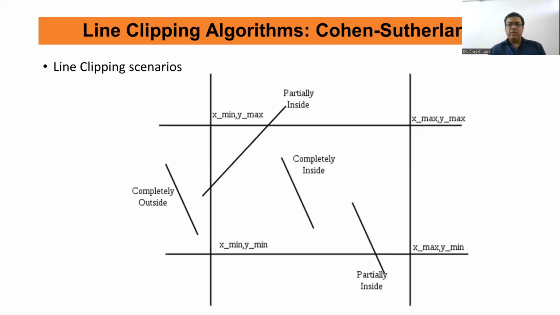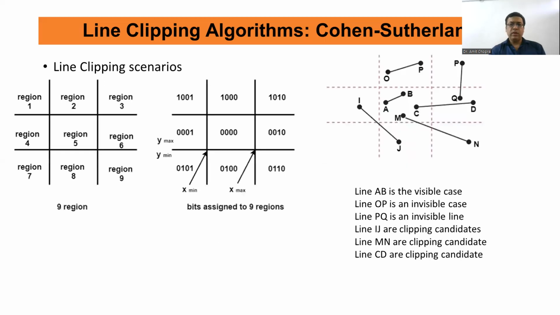And in case of the line clipping algorithm, we are going to discuss Cohen-Sutherland. There are different cases, like one line is completely inside of the window, another line is completely outside the window, and the third one is partially visible. And the fourth one is also a similar case. Now, if we divide the region into nine different regions, then we can review the entire scenario. Like there are multiple lines.